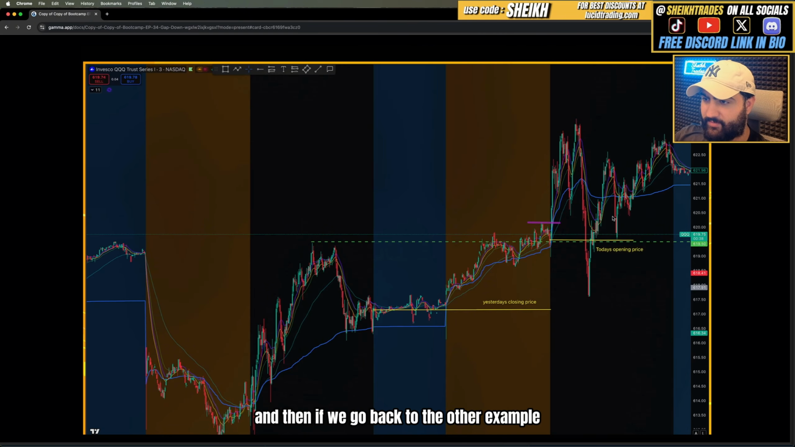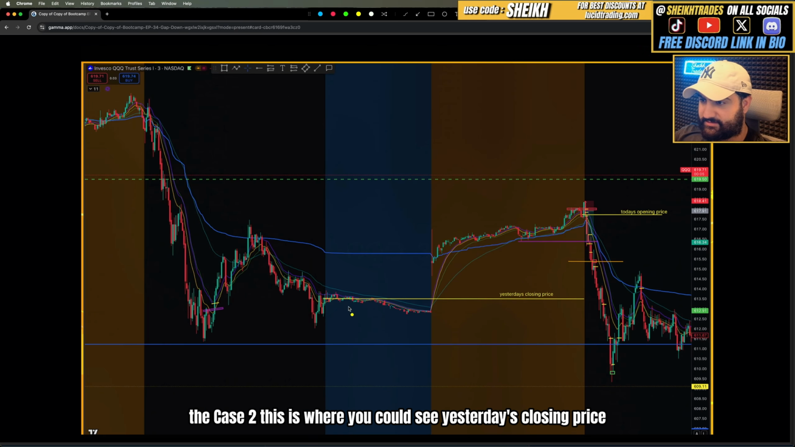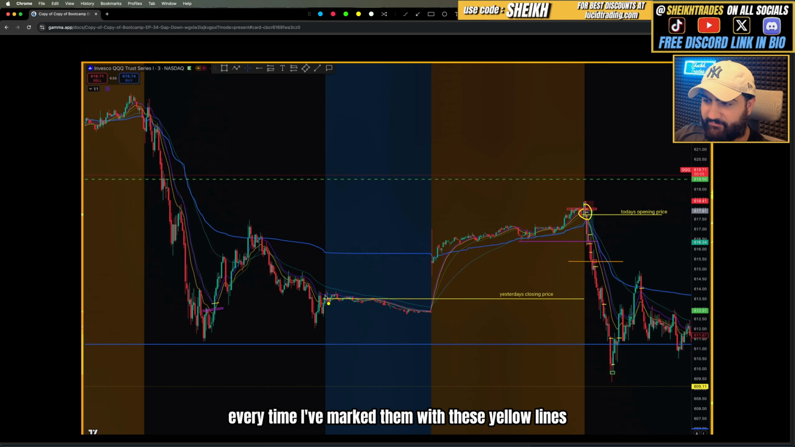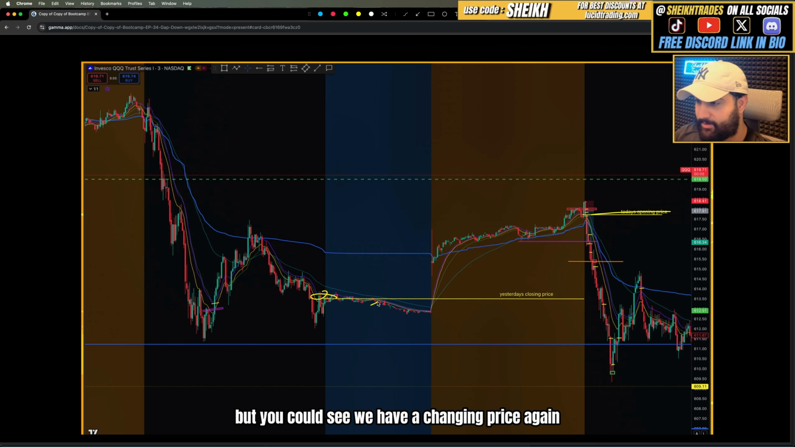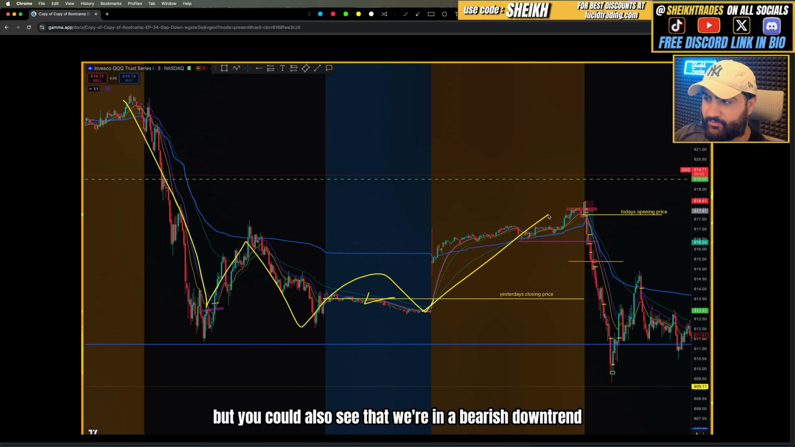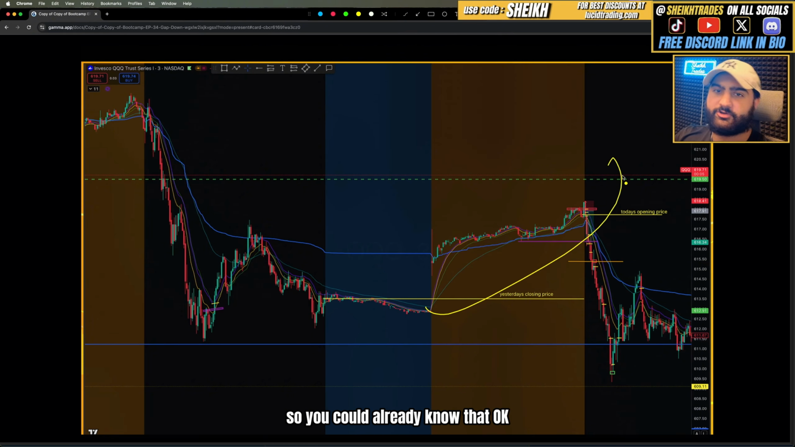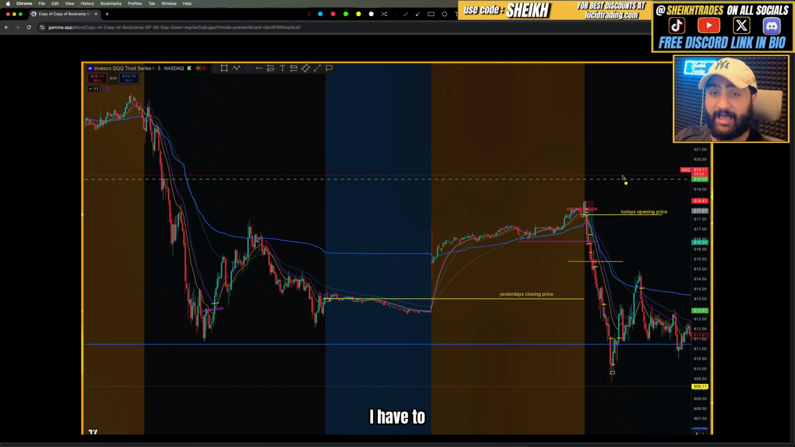And then if we go back to the other example, the case two, this is where you could see yesterday's closing price, today's opening price. I've marked them with these yellow lines, so I don't need to be explaining what these yellow lines are. But you can see we have a change in price again. We have a gap up. But you could also see that we're in a bearish downtrend. So we have a bearish downtrend and then we have a gap up. So you could already know that, okay, I want shorts, but I have to see a setup.